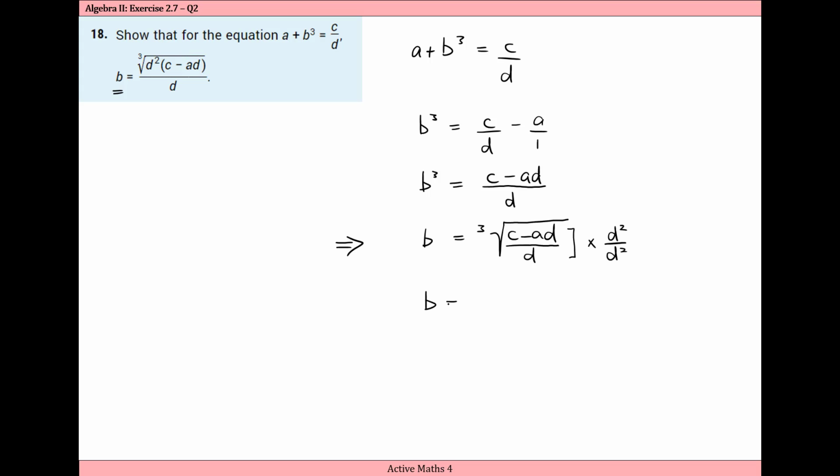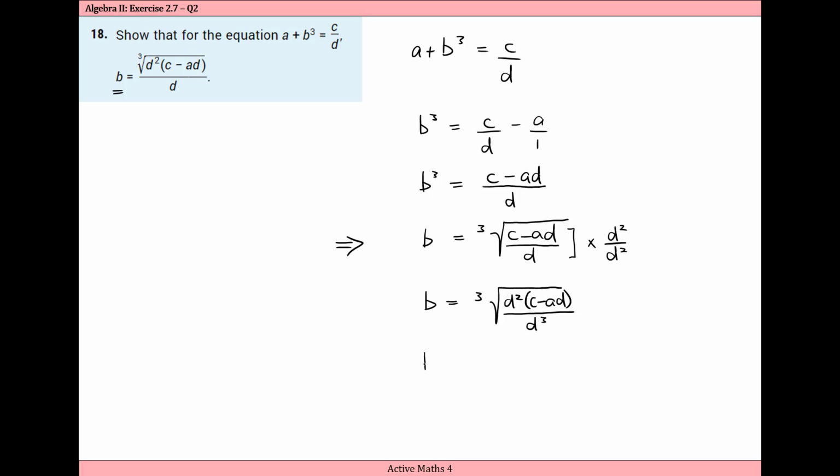So b is equal to the cubed root of d squared on c minus ad all over d squared by d, which is d cubed. So nearly in the required form.